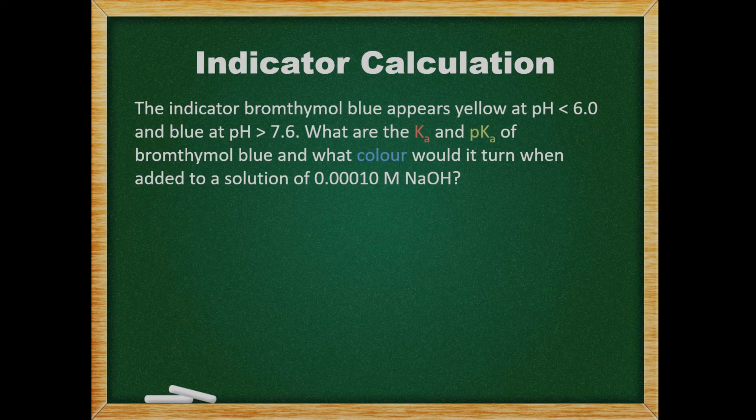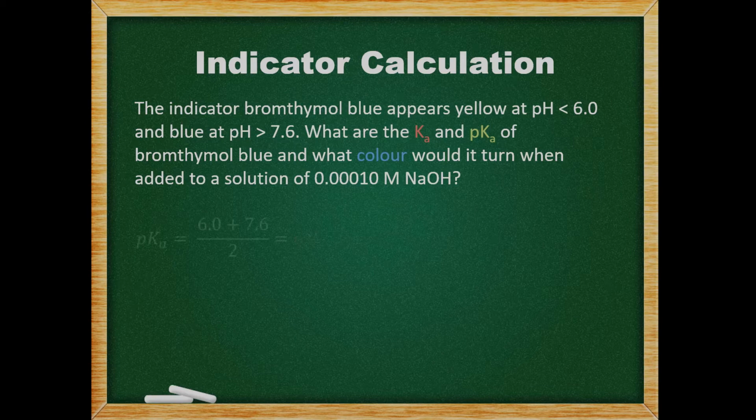Let's do an example of a calculation involving indicators. The indicator bromothymol blue appears yellow at a pH of less than 6.0 and blue at a pH greater than 7.6. We need to find its Ka and pKa values and the color it would turn when added to a solution of 0.00010 molar sodium hydroxide.